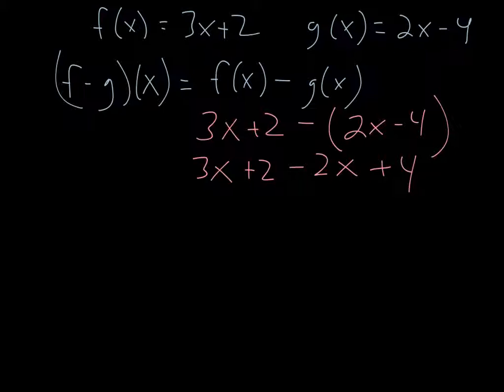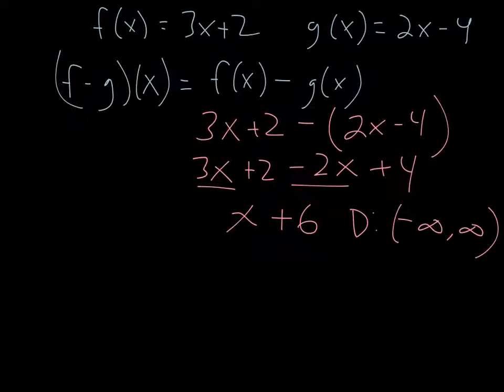And then we'll combine like terms again. So the 3x minus 2x, just an x, and 2 and 4 is 6. I still don't see any domain restrictions, so my domain here is still negative infinity to infinity. X is defined in my original functions, and I have to look at both of them. I have to take restrictions from both f of x and g of x. No restrictions here.